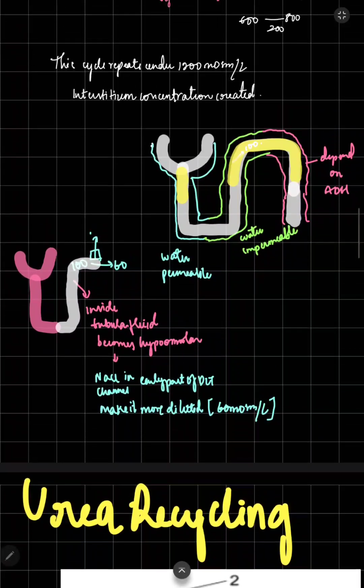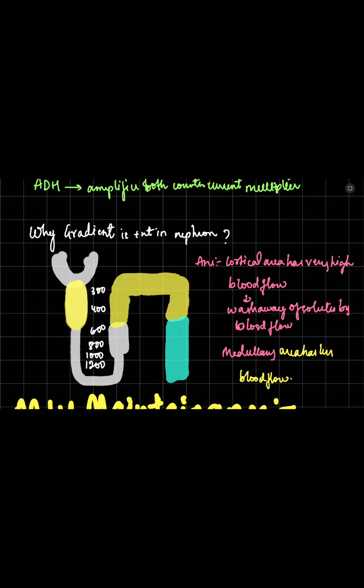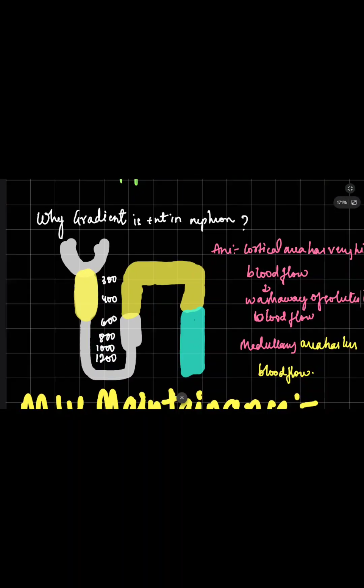And now the main question comes, why is this gradient created, right? So the cortical area has a very high blood flow, so the solutes that have been concentrated are washed away by the blood flow, and the medullary area has less blood flow, so the solutes are not easily washed away. So that's the reason for development of the gradient in the medullary interstitium. Now let's look down towards what is urea cycling.